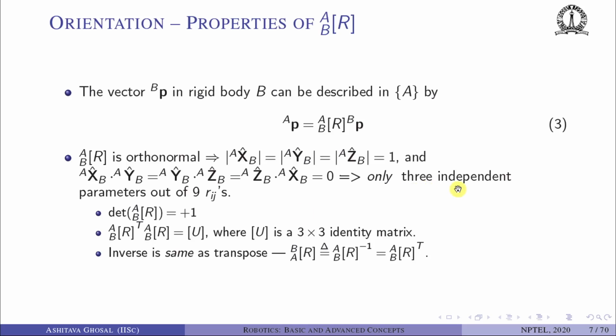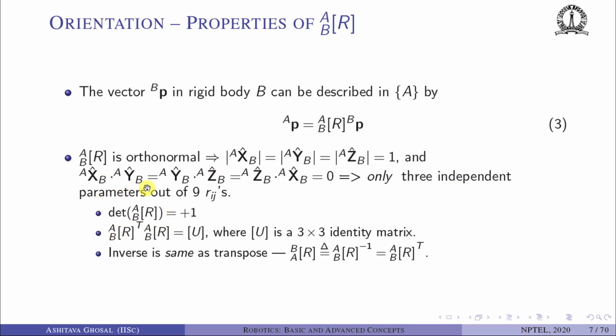Okay, so this is a very important result, that in a rotation matrix, there are only 3 independent parameters. So remember, a rotation matrix represents the orientation of a rigid body in the A coordinate system. A rotation matrix has 3 independent parameters. Hence, the orientation of a rigid body in 3D space can be represented by 3 independent parameters. Okay, so let's continue. This ABR is orthonormal.